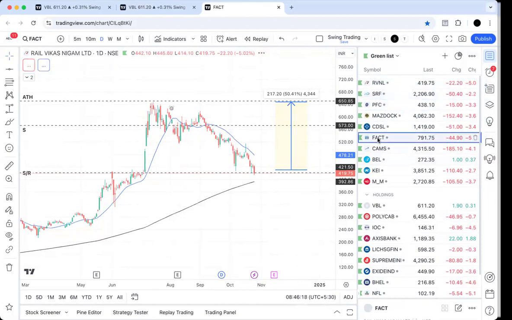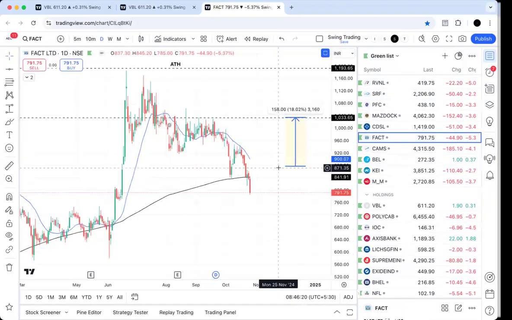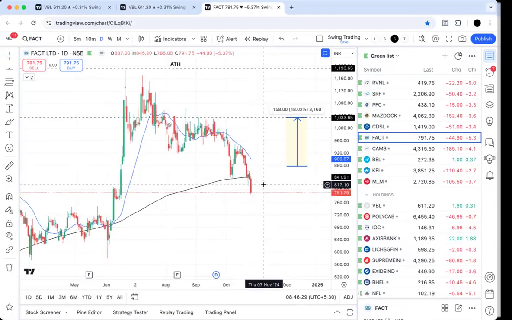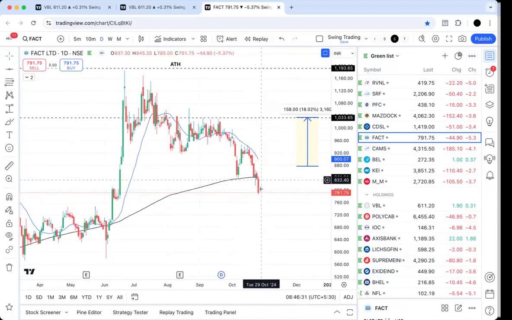All right. Let's go to another one, FACT. I think I shared this one already with you, right? Same concept right there. 200. Bouncing off the 200 is what I'm expecting. Now, it has gone below. But remember, it's not this particular price point, it's an area. So let's see what happens on Monday.